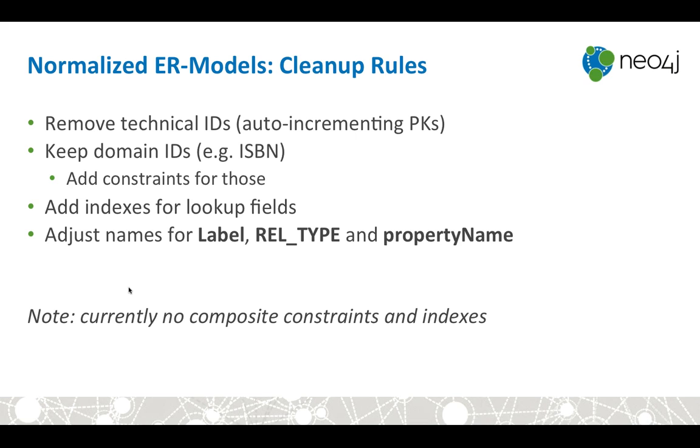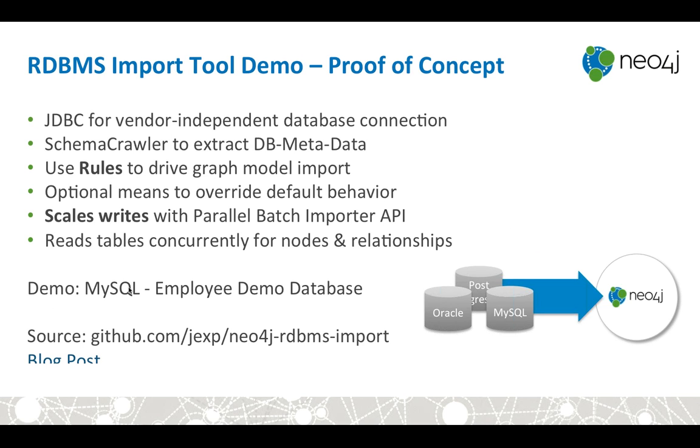Join tables, that means tables with two foreign keys and no properties, or with no primary key, are turned into relationships, so that's the many-to-many relationships. And columns that are there can be turned into relationship properties.